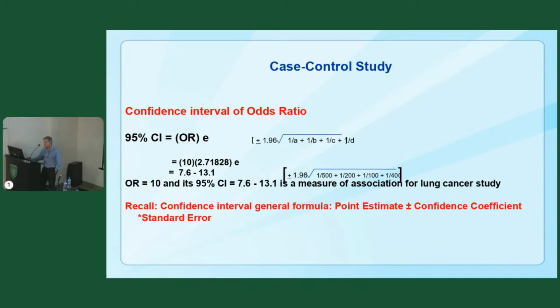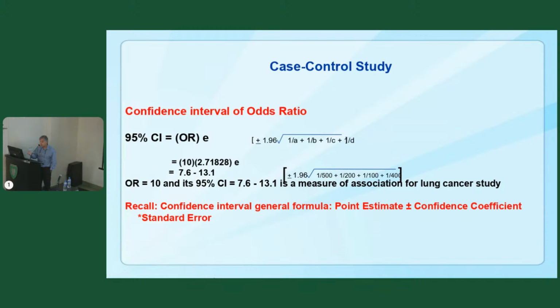I did the calculations for you here. You can see how that goes through. And I'm promoting that you use confidence interval as much as you can and don't rely so much on a test statistic because it has more information. You now know that the odds ratio here, whatever value you have, has a boundary between 7.6 and 13.1.